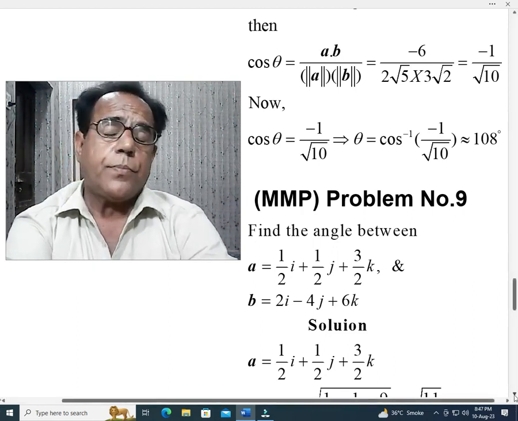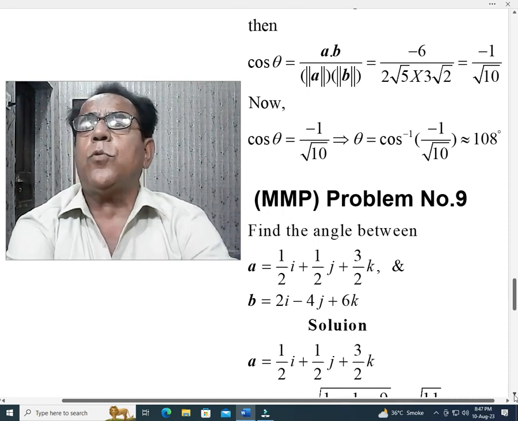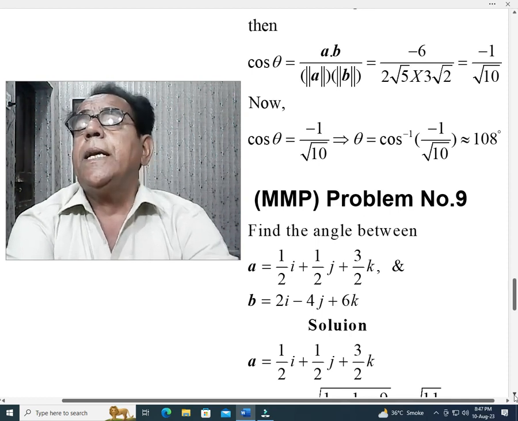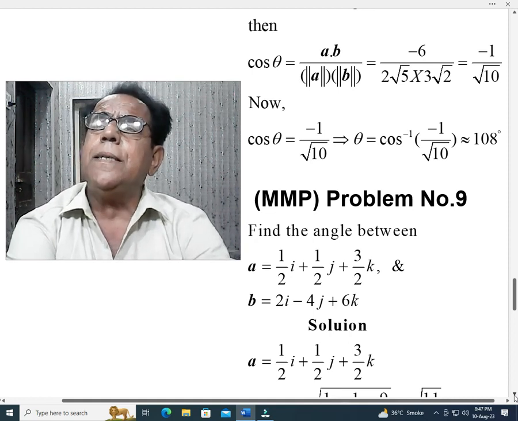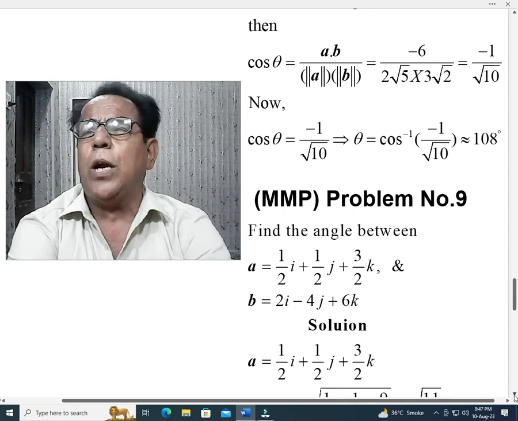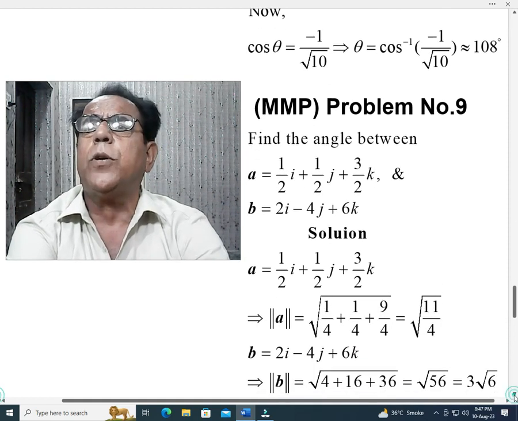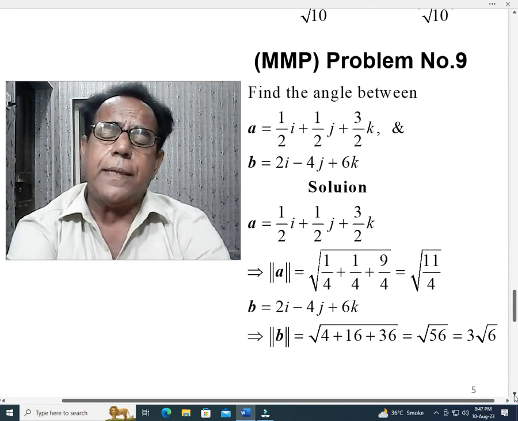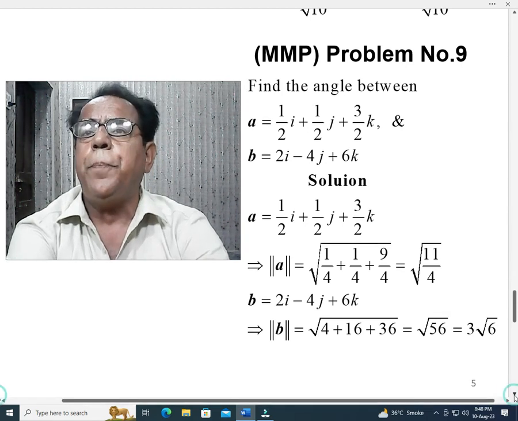As per online inverse cosine calculator, the answer does not become exactly equal to 108 degree. It either becomes 107 point something degree or 108 point something degree, and I have rounded it to the nearest whole degree. Okay, mathematical methods in physics, problem number 9: find the angle between so and so.